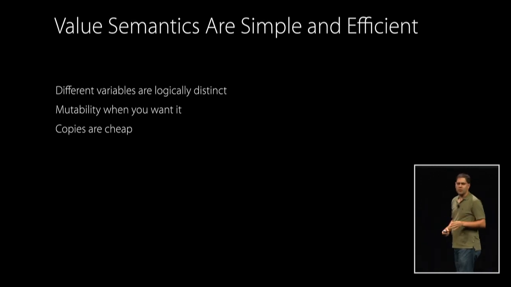So we really love the value semantic programming model. Different variables are logically distinct always. You have the notion of mutation, an efficient mutation, when you want it locally controlled. But you have these strong guarantees of let, meaning it's not going to change elsewhere. And copies are cheap, which makes this all work together.